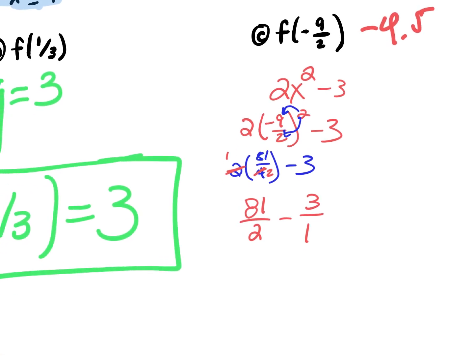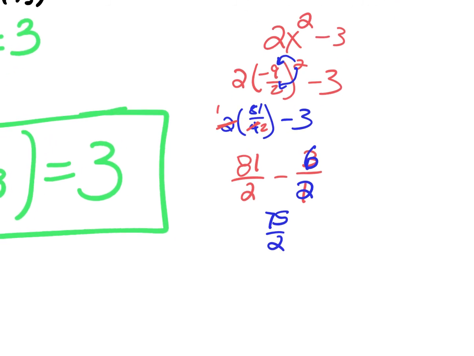Can I combine those two just like they are right now? What do I have to get, guys, before I can subtract? What's the common denominator between 2 and 1? 2, right? So if I change this to 2, I'm multiplying 1 times 2. What I do to the bottom, I do where? To the top. So 3 times 2 is 6. So I end up here with 81 over 2 minus 6 over 2. What's 81 minus 6? 75. So you get 75 over 2.